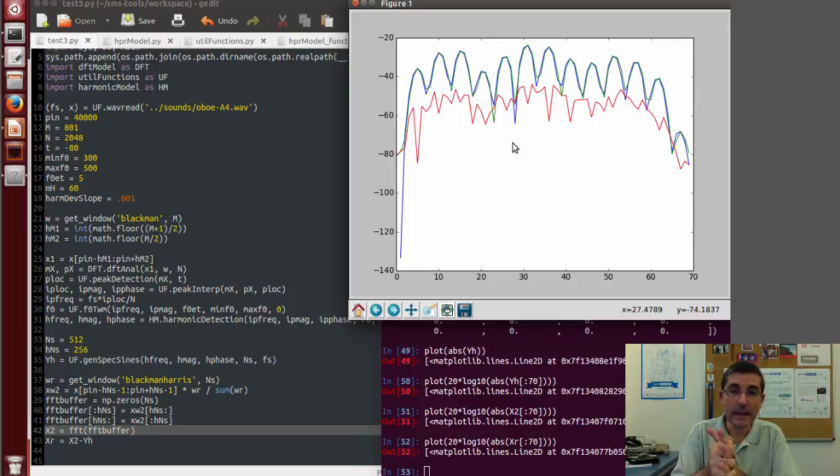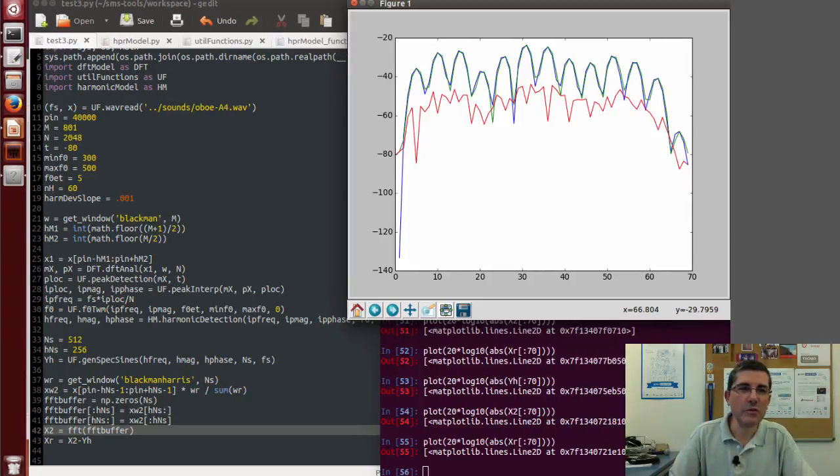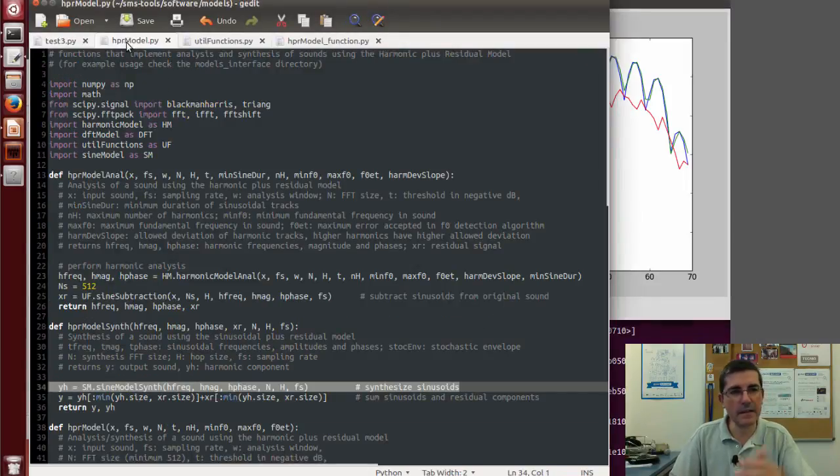Okay, so this works, and basically we do that at every frame, and then of course we can do the inverse to generate all these signals back. Now let me show you the actual code in the SMS tools package that performs this harmonic plus residual modeling. There is this file called hprModel.py within the models directory, and in it there is the analysis and synthesis of HPR modeling.